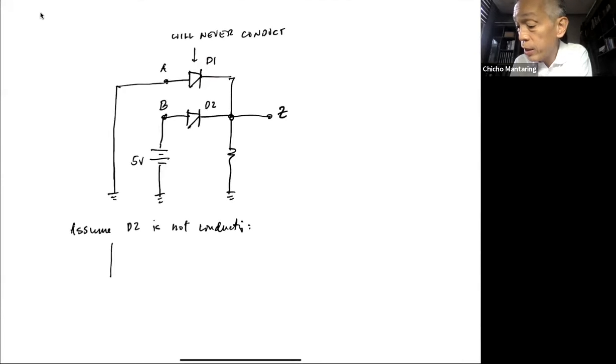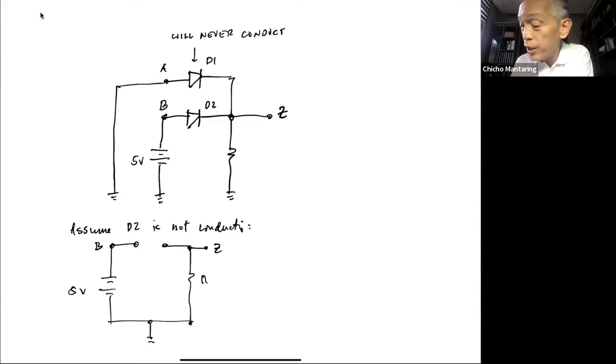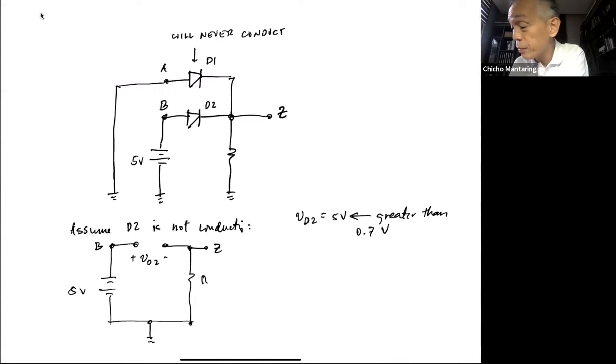So what will my circuit be now? This is B, this is Z, this is R. What will be my open circuit voltage across D2? V sub D2 will be equal to 5 volts. This is greater than 0.7 volts, and therefore my assumption is wrong.